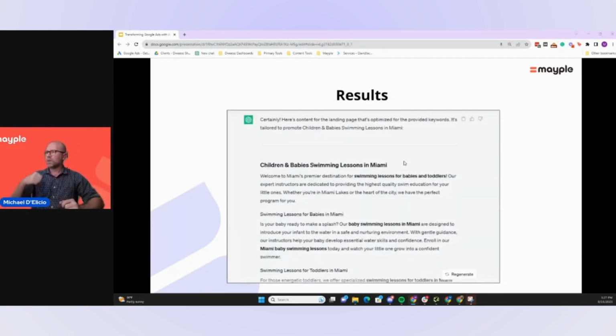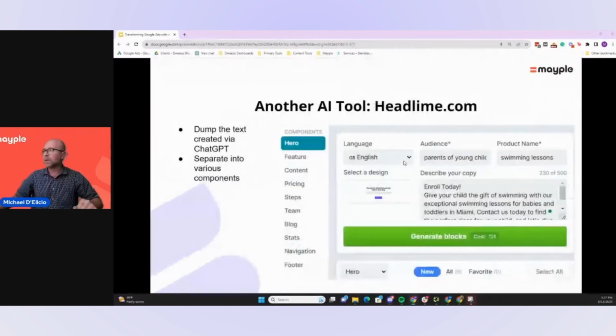The results give me the content that I'm looking for. And again, you may want to read through it and edit it, but the results for a landing page are fantastic. The next step, now that I've got my content, is to create a landing page. You may have an in-house web dev who you can just pass this along to. If you don't, there is another AI tool that I'd like to recommend called Headline. You can find it at headline.com.